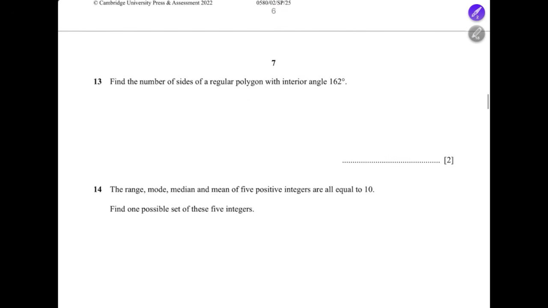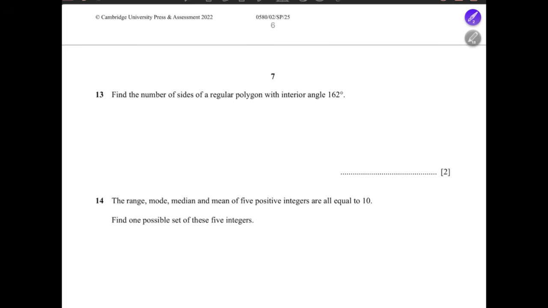Next question, find the number of sides of a regular polygon. The formula for interior angle is this. Interior angle equals 180 times n minus 2, divided by n. So if you plug in the values, this is going to be 162 equals, you need to find n, right? So 180 times n minus 2, we can expand this. 180n minus 360 divided by n. Let's move this on the other side.